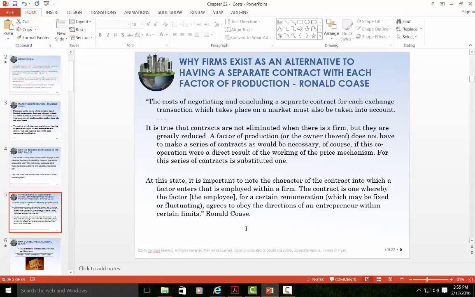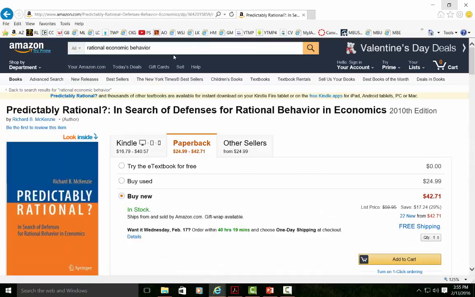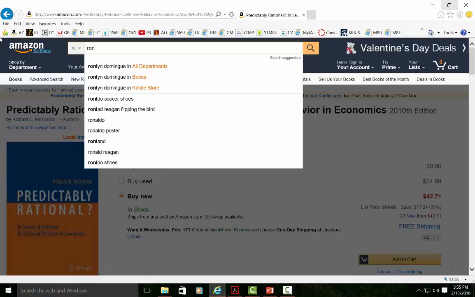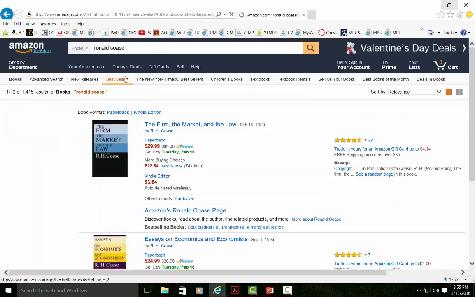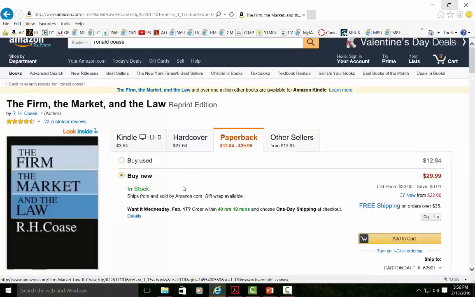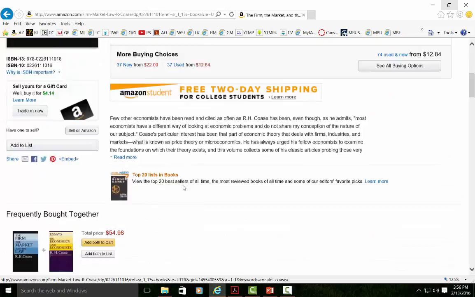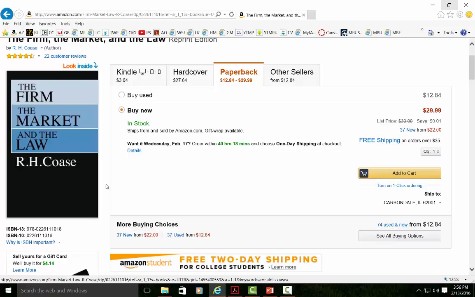in the marketplace. And again, if you're interested in reading more about this, let me show you the book that you might want to read. And that is this one, The Firm, the Market, and the Law. It's not filled with a lot of mathematics at all. He writes in a very clear and engaging way. And if you want to know more about this theory, that would be the book to look at. All right, so that's costs.